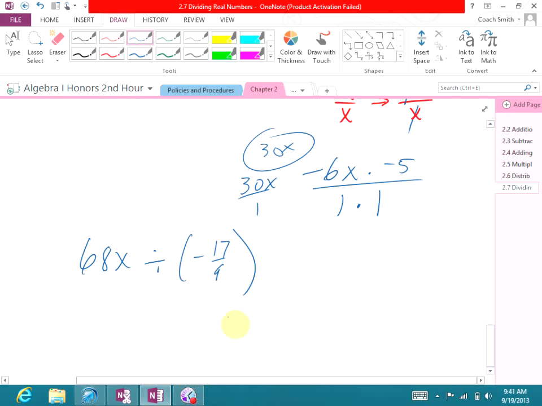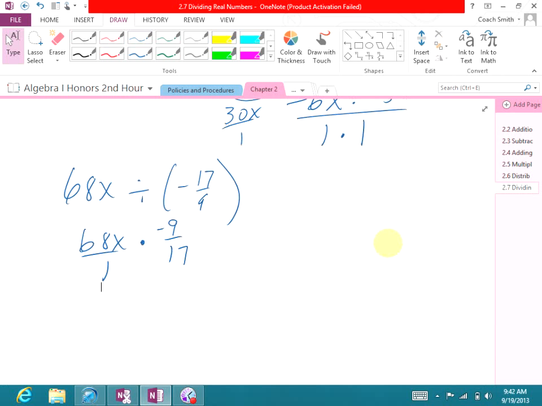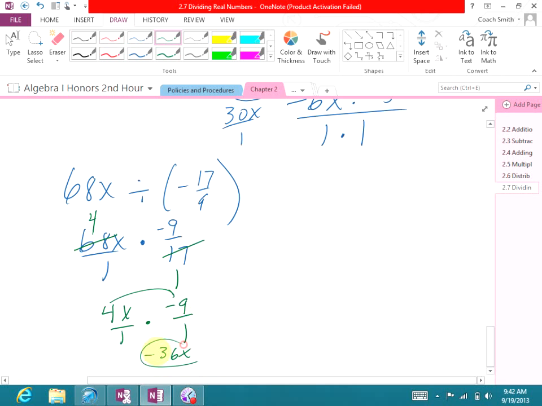All right. We go 68x times negative 9 over 17. Then we just cross cancel. 17 goes into 17 once. 17 into 68 goes 4 times. That leaves me with 4x over 1 times negative 9 over 1. Now I just take the 4 times the 9, which is negative 36x. Okay?